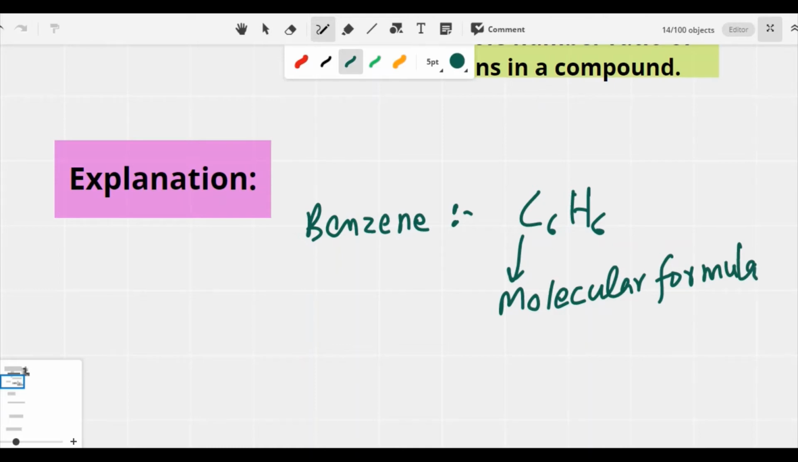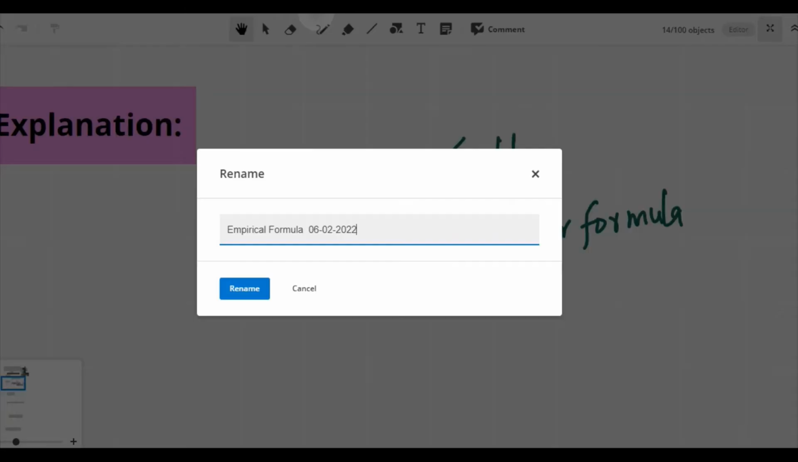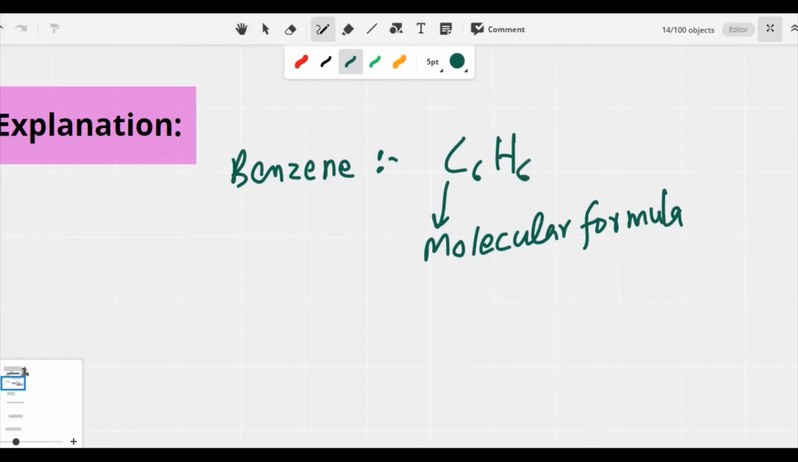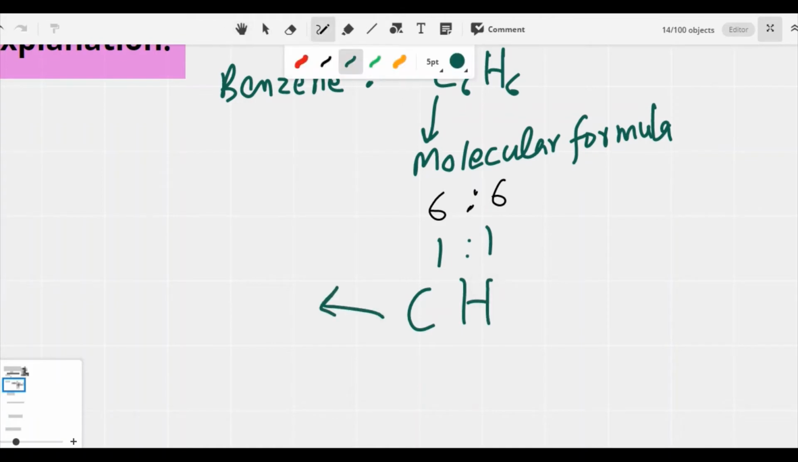Now the question is, how will we determine the empirical formula? As I already told you, the empirical formula is the simplest whole number ratio of atoms or ions in a compound. Here the ratio is 6:6, so the simplest ratio would be 1:1. So the empirical formula would be CH. That is the empirical formula.